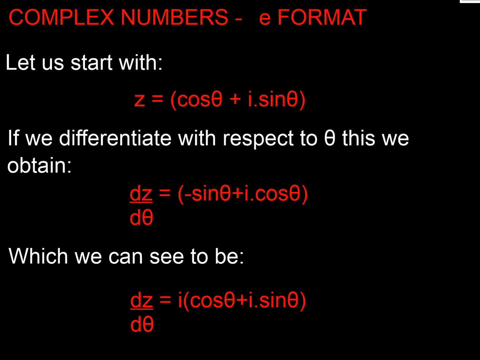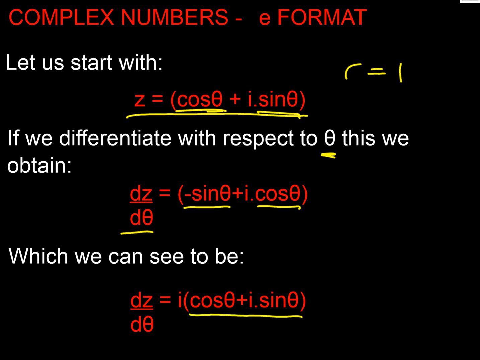Okay, let's start by looking at this different format, this e to the power format. If we start with z equals cos theta plus i sine theta, for simplicity I've made r equal 1 here, because I'm only really interested in what happens with theta. When I differentiate it with respect to theta, dz by d theta, my cos theta becomes minus sine theta, and my sine theta becomes cos theta. It's not immediately obvious, but that has a factor of cos theta plus i sine theta, and the multiple out the front of that is i.